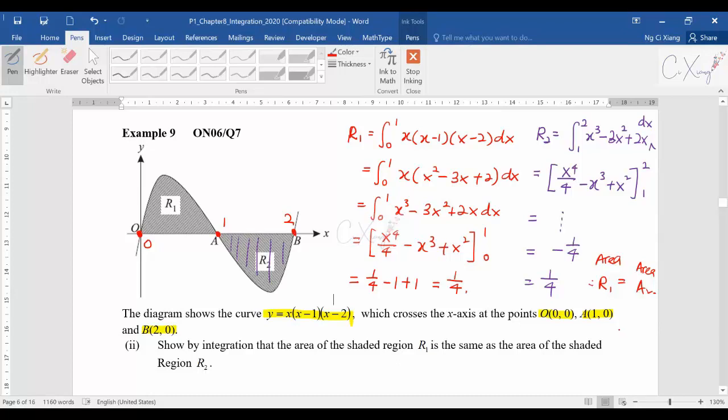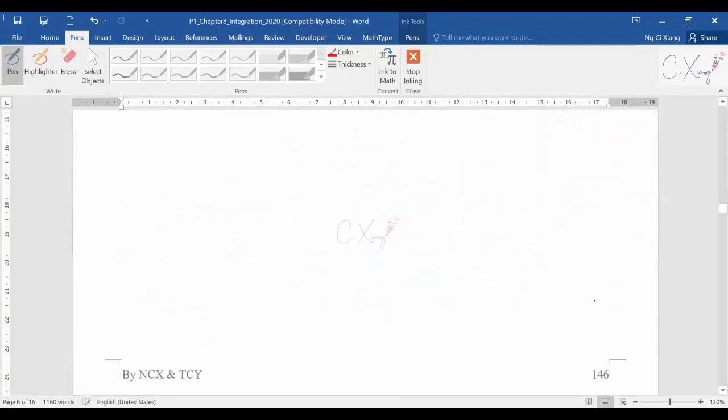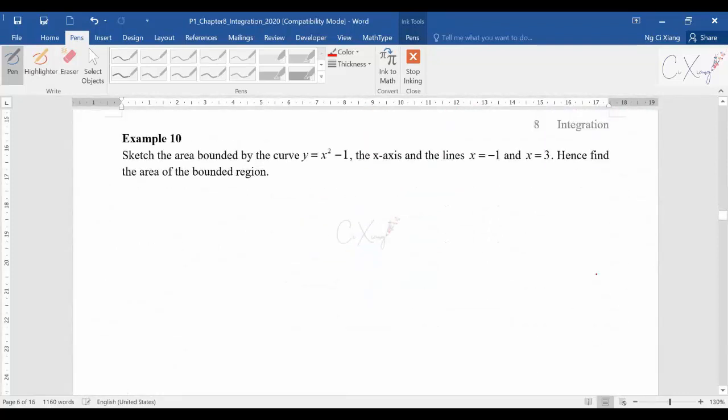The next example, I want you to try out on your own, but because this example, they didn't give you any figure, maybe I can guide you how to sketch a figure first. Then after that, you use the figure to get the answer. So they want you to sketch the area bounded by the curve y equals x squared minus 1.